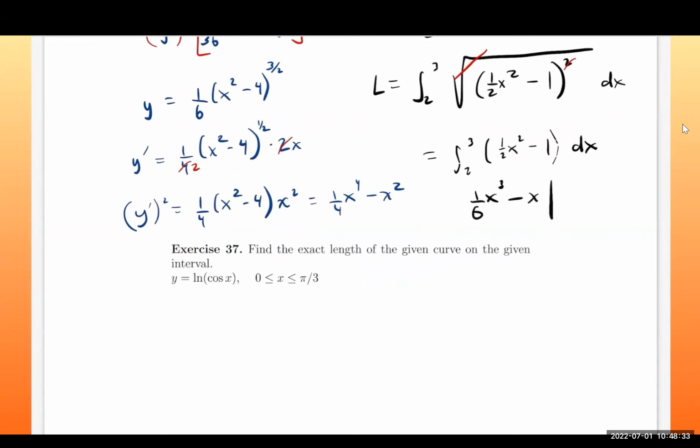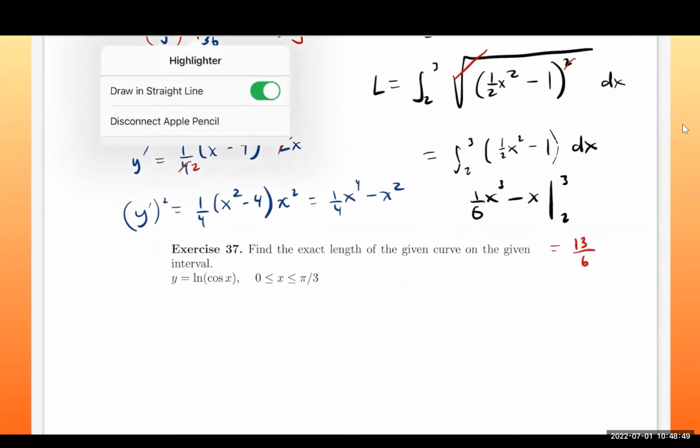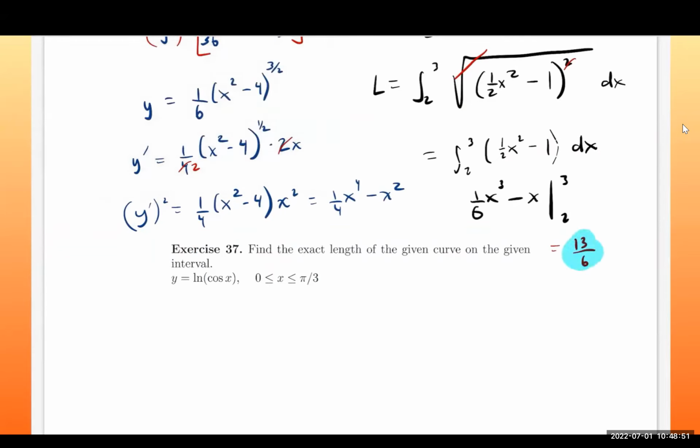Now the antiderivative will be 1/6 x cubed minus x from 2 to 3. If you plug in 3 and then 2 and then subtract, you should get 13/6. That is the final answer.